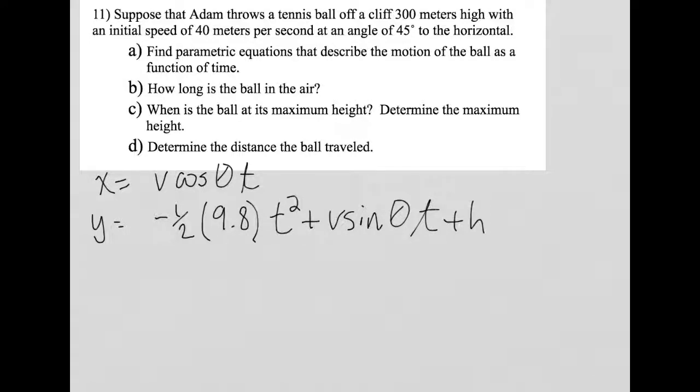Okay, the last problem using the two equations. Here we're talking about meters, so I'm using the gravity of 9.8 meters per second squared. I need to replace everything in there to find the two equations as a function of time. So x is going to equal the velocity, 40, cosine, the angle that it makes, 45 degrees, t, and then the y equation.